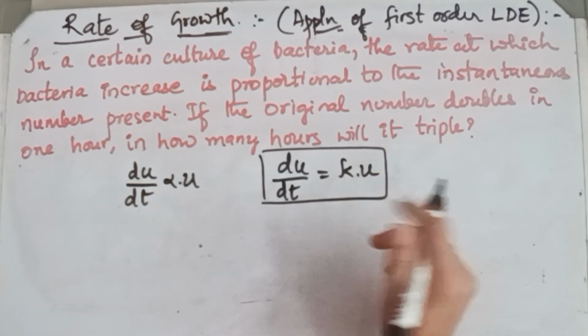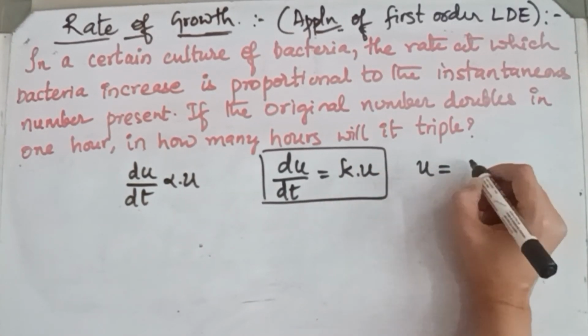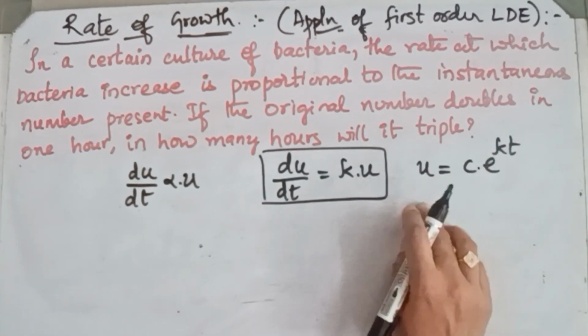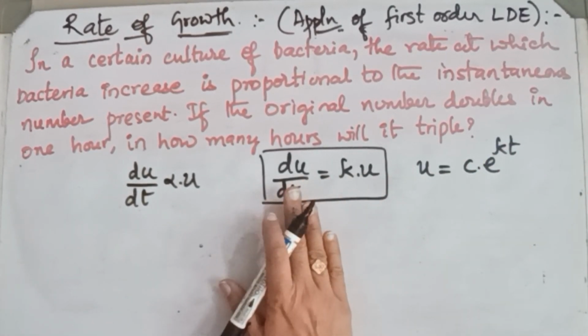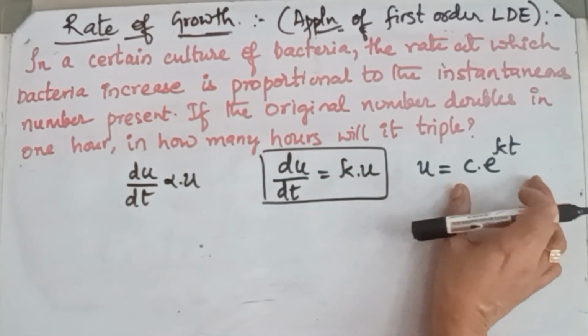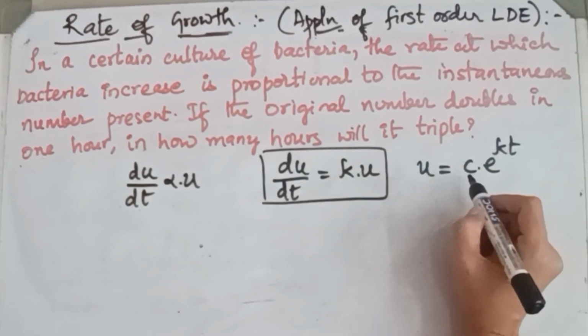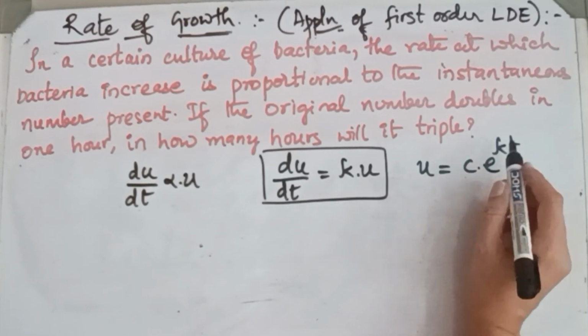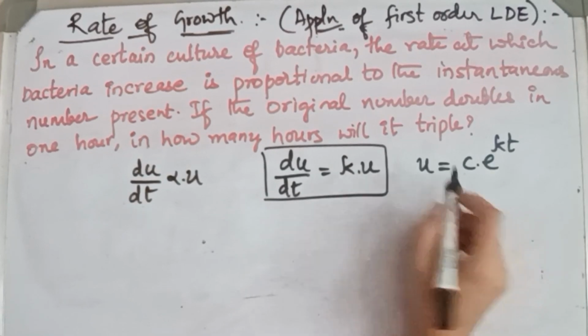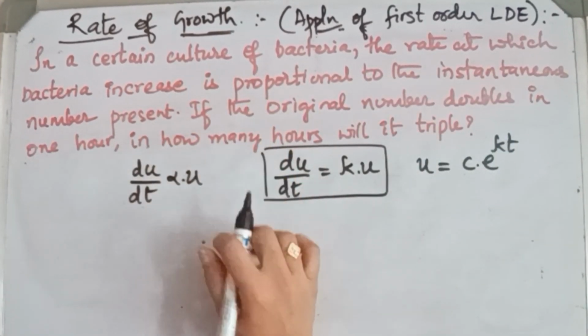Now it is growth. Therefore, the solution of this is u equal to c into e to the power kt. This is by the separation of variables method. I have already explained how you will get u equal to c into e to the power kt. Now first you have to find out the constants c and k using the initial conditions. So let us see the initial conditions.